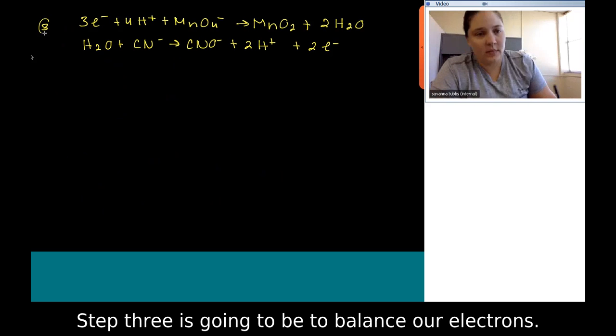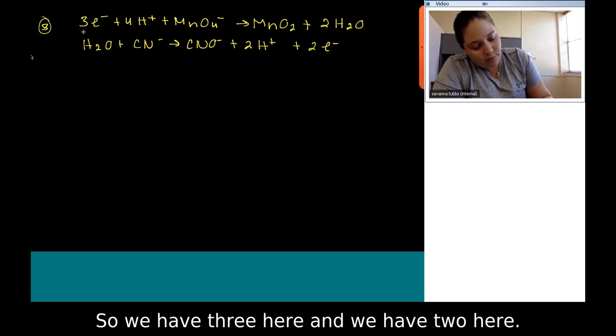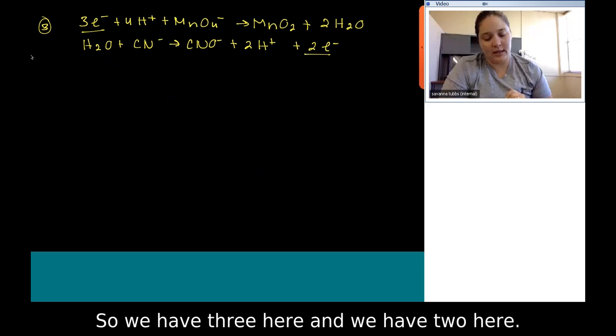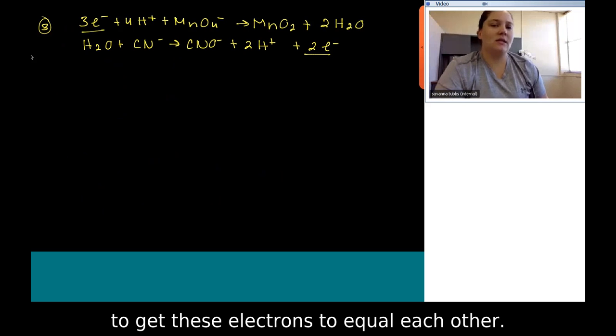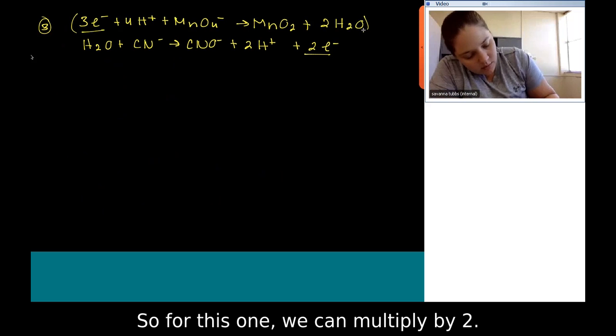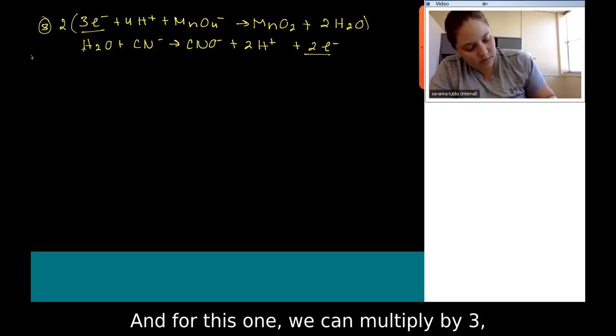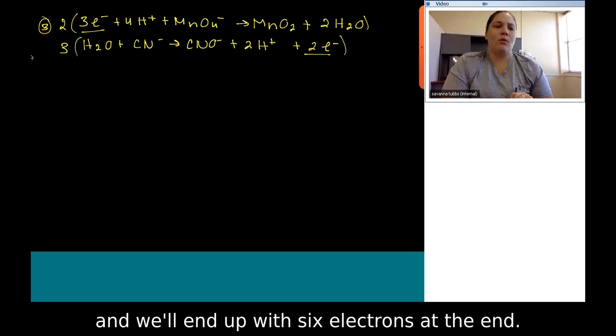Step 3 is going to be to balance our electrons. So we have 3 here and we have 2 here. So we have to find something to multiply to get these electrons to equal each other. So for this one, we can multiply by 2, and for this one, we can multiply by 3, and we'll end up with 6 electrons at the end.